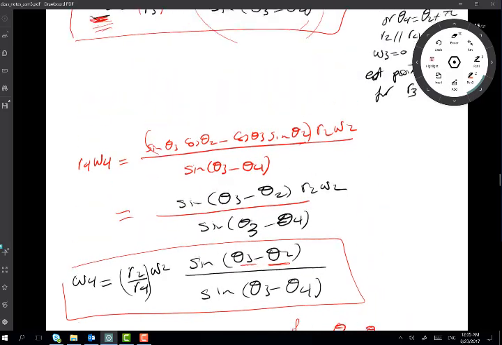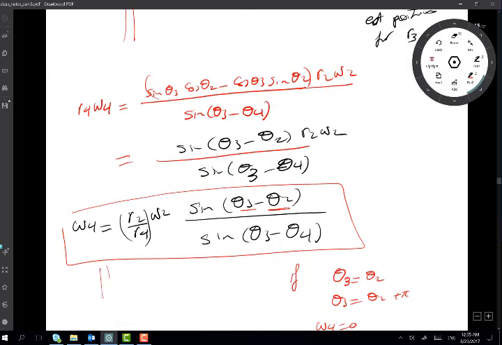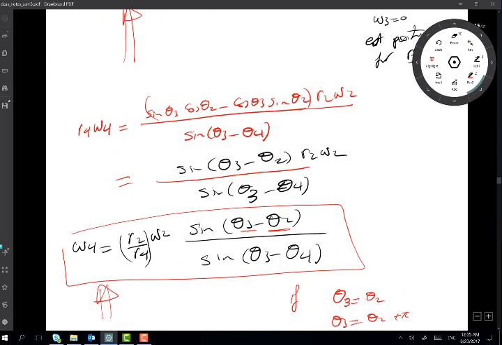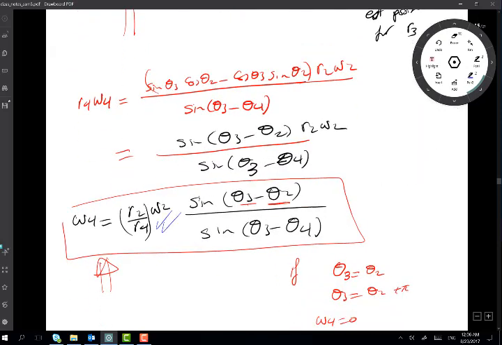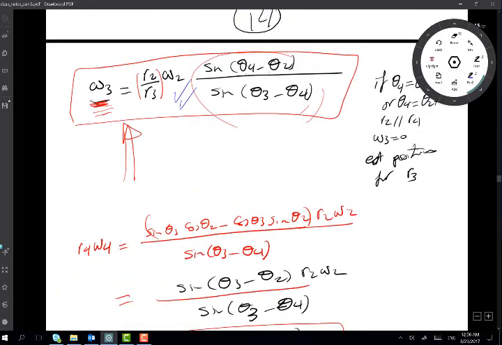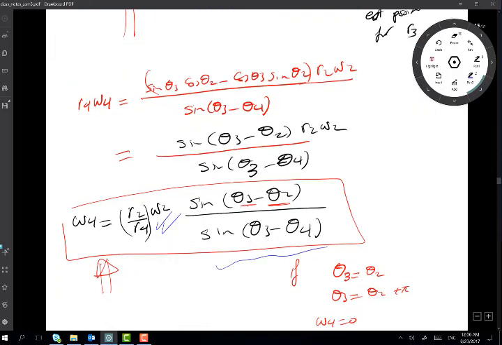So now I have equations for my unknowns. I have the velocity omega 3 and the velocity omega 4, and they are functions of the known velocity, which is omega 2, right over here, and they are also functions of the system angles, which vary with the motion. So in this way I would have conducted a velocity analysis for the linkage, right? Because I found the velocities I'm after.